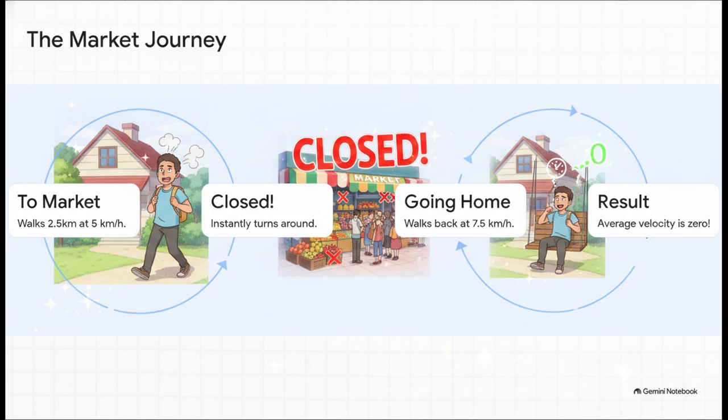We can calculate his average speed over that 40-minute window, and it comes out to roughly 5.6 kilometers per hour. But physically, his net displacement is 0. He is right back on his couch. So despite all that sweating, his average velocity for the entire trip is a flat 0.